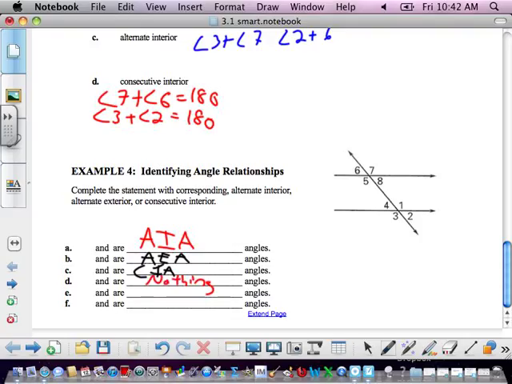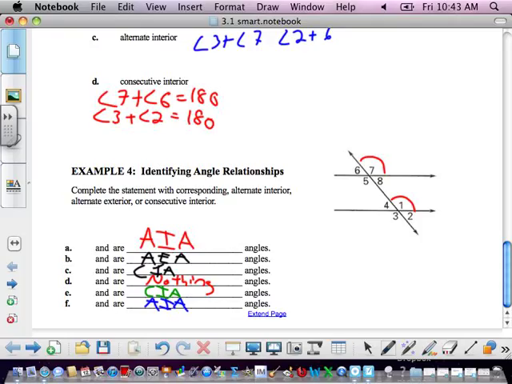What would be corresponding to 7? 1. 7 and 3 would be alternate exterior. Corresponding has to be on the same side of that transversal. Okay, what about 4 and 5? Consecutive interior, CIA. What are 5 and 1? Are they in the inside or the outside? Inside. Are they both on the same side of the transversal or on opposite? Alternate interior then. Do you see how I'm figuring that out? I'm going through the process?